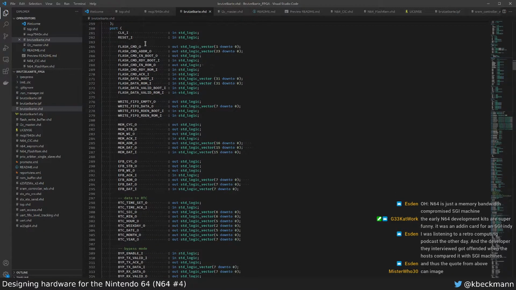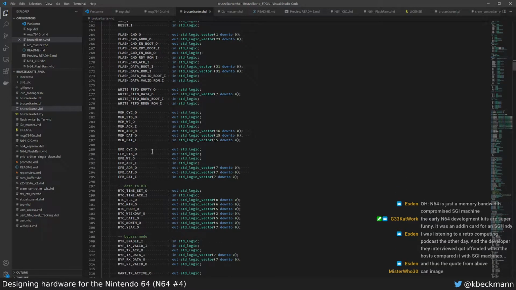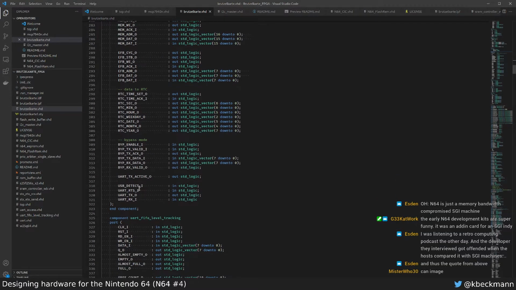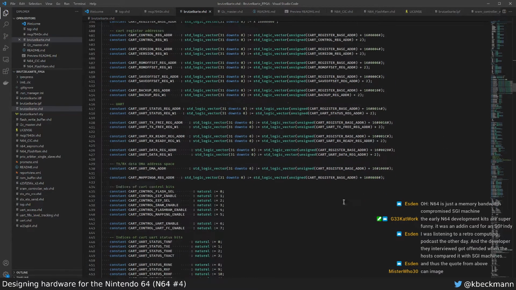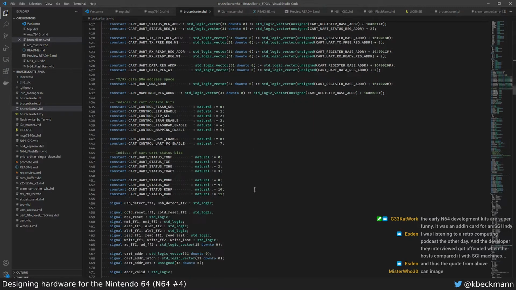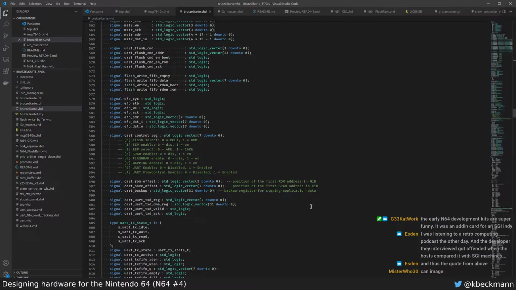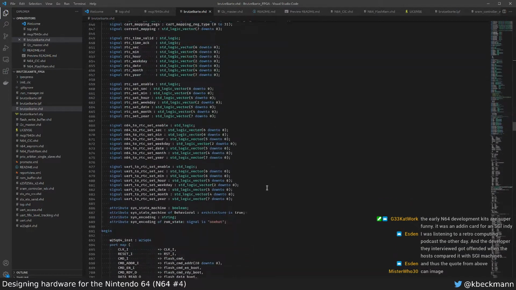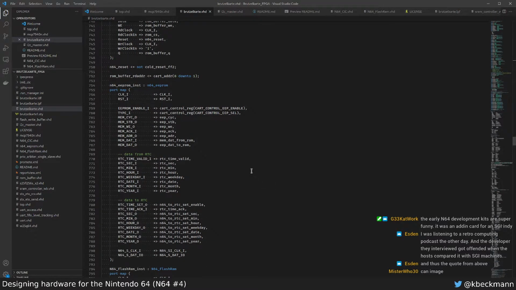Wow, that's a lot of UART. Maybe it's printing debug information about everything. That's probably why it needs all of the signals. A bunch of stuff. All right, yeah. So if I remember correctly, this cartridge also allows the UART to be accessible from the N64 bus. So that's probably why there is a bunch of glue code around that. Okay, it's instantiating some stuff here.